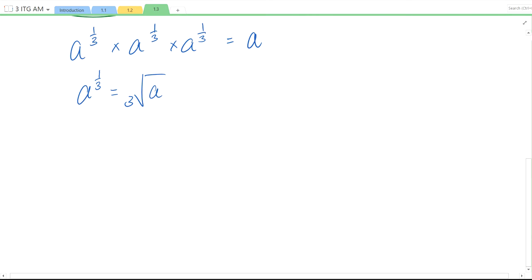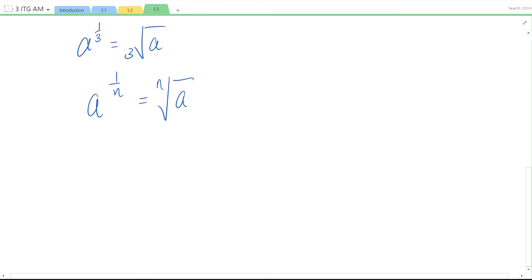So in summary, we say that if a is positive and n is a positive integer, our summary is this: a to the power of 1/n equals the nth root of a. So examples: a to the power of 1/9 must be the 9th root of a. a to the power of 1/100 must be the 100th root of a.